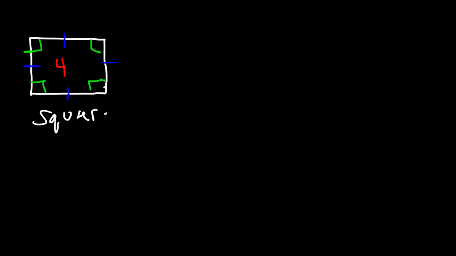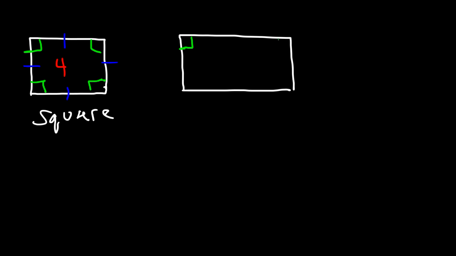Now, what are some other quadrilaterals that you can think of? Another one is a rectangle. So in a rectangle, all angles are the same. They're all equal to 90 degrees. And opposite sides are congruent. So not all four sides are the same, but the opposite sides are equal to each other. So that's a rectangle. It's another example of a quadrilateral or a four-sided polygon.